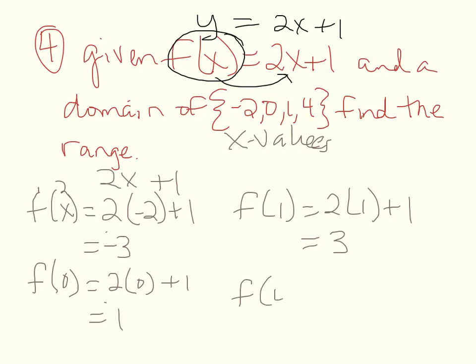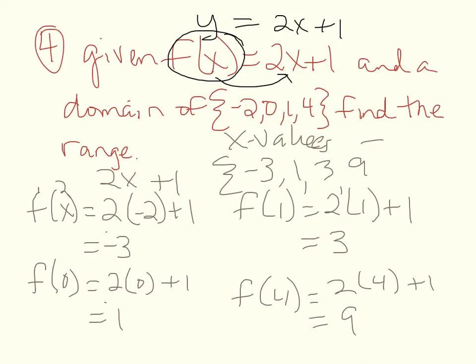Now I'm going to plug in a 4. That's 2 times 4 plus 1. So 2 times 4 is 8, plus 1 is 9. So those are all my ranges. We can set those up: -3, 1, 3, and 9. So that is our range. Let's do another.